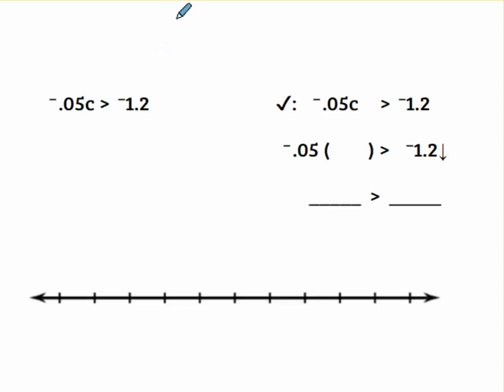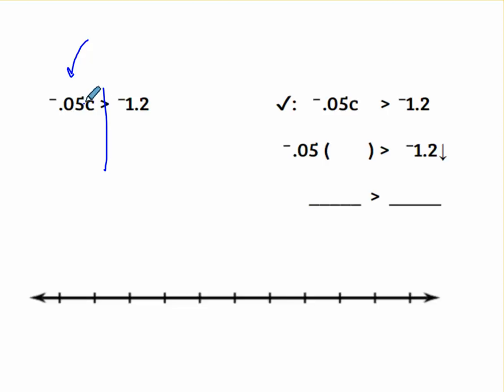All right, everybody's favorite inequalities. Okay, we're going to solve for C. So we're going to draw our river and we're focusing on this side of the inequality since that's where my variable is. And I know that this really means negative 0.05 times C.